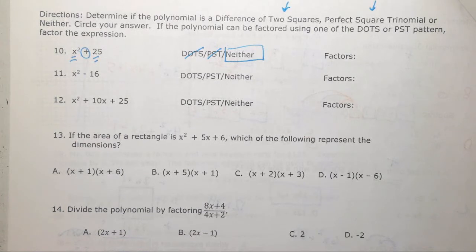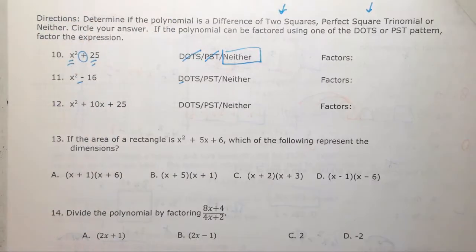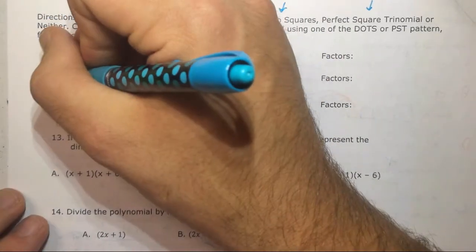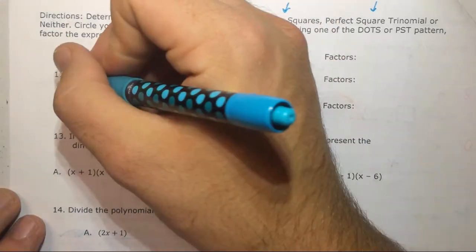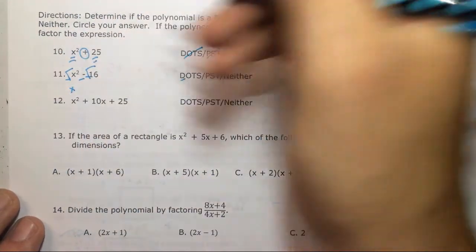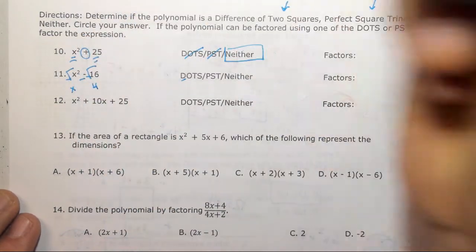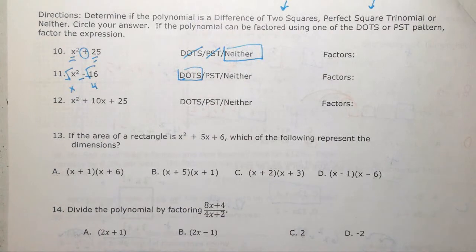Number 11. Again, let's try DOTS. Are there two terms in this? Yes, there are two terms. Is it a difference? Yep, I have subtraction in the middle. Well, now let's see if I can take the square root of the first term and the square root of the last term. Square root of x squared is x. Square root of 16 is 4. So this is, in fact, a difference of two squares.